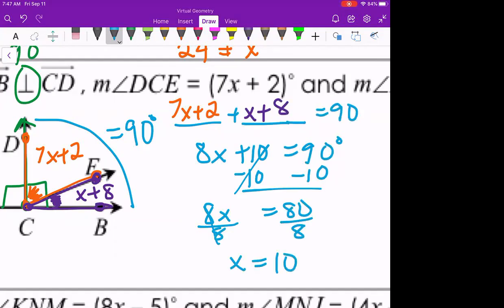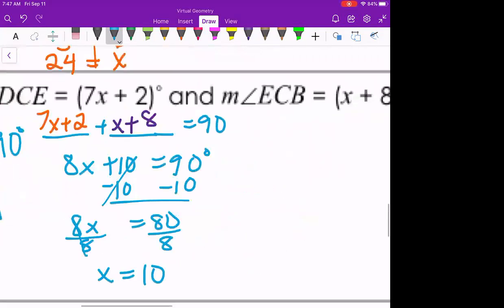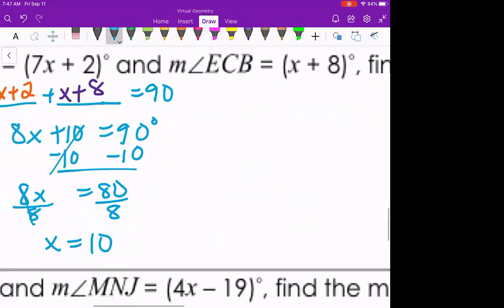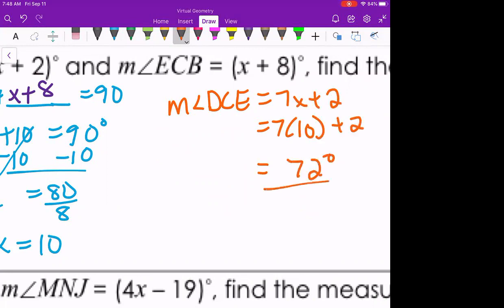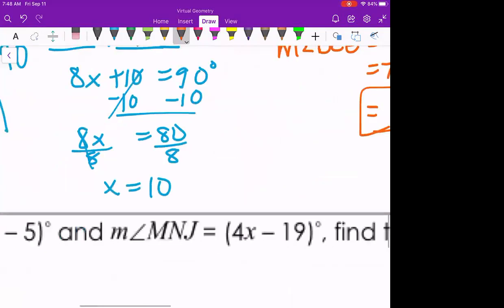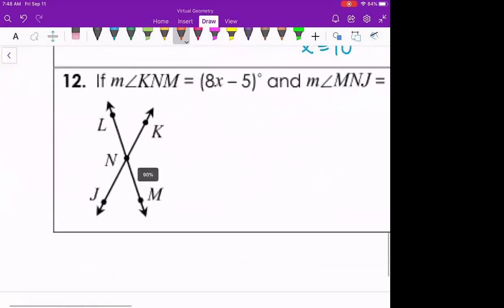Now we're not done because we need to find the measure of DCE. The measure of angle DCE was the 7x plus 2. And now I know that x is 10. So 7 times 10, and then add 2 to that, which gives me 72 degrees. There's my final. Let's try one more and see what kind of relationship we have here.